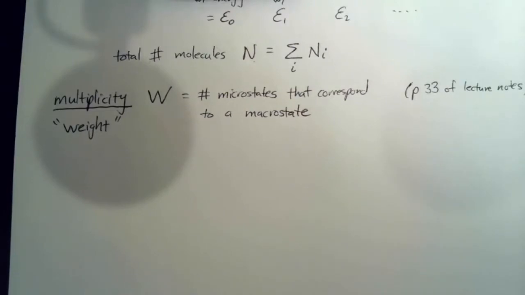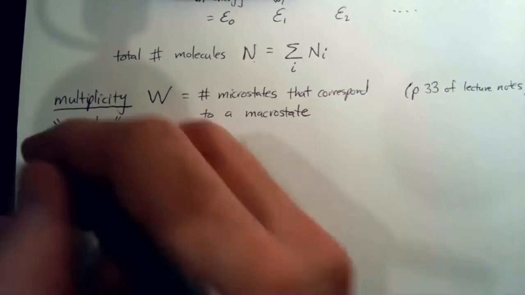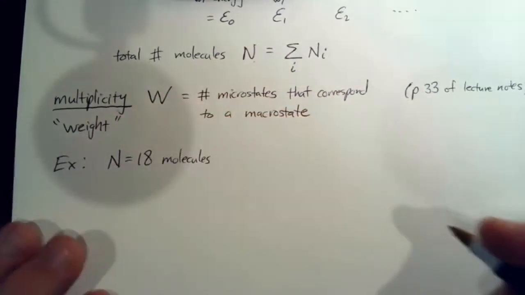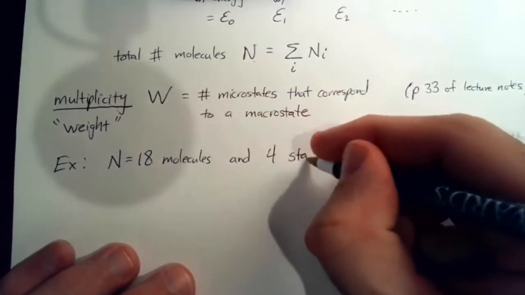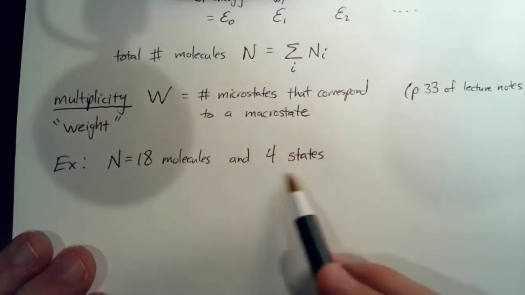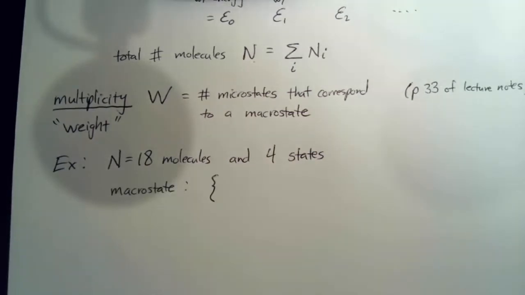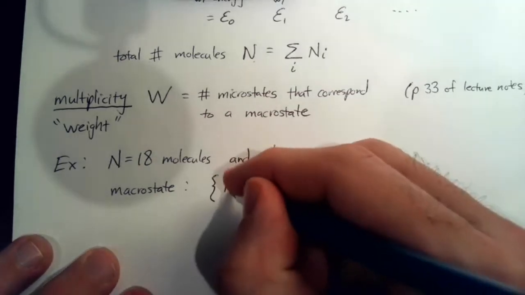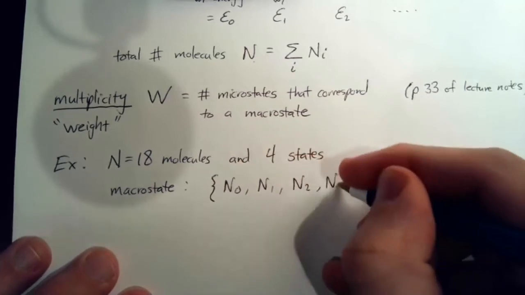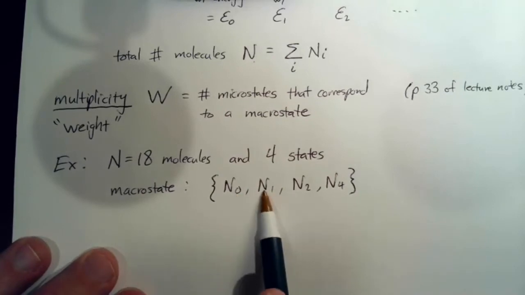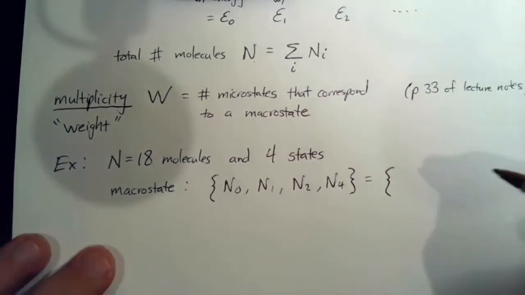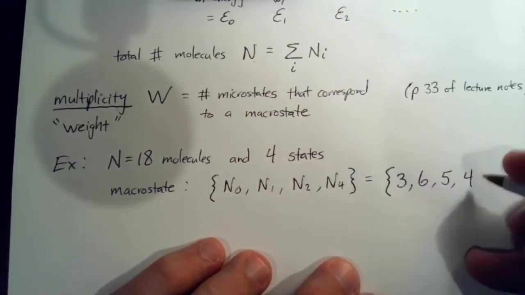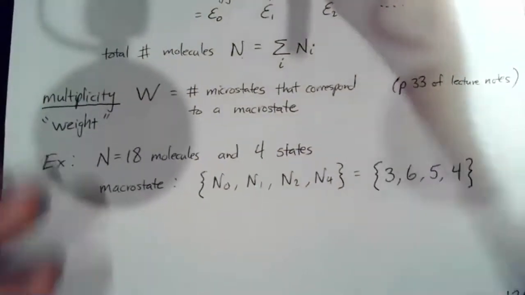And I think it's easiest to see this if we work from an example. Okay, so in this example, we have, say, 18 molecules. And we have 4 states. So each of the 18 is in one of 4 different states. And now let's say our macrostate looks something like this. So remember, the macrostate is N0, N1, N2, and so on. In this case, we only need 4 numbers because there's only 4 states that the molecules can be in. So this is the number of molecules in state 0, number in state 1, and so on. And let's say that, just for the sake of an example, there's 3 molecules in the ground state, 6 in the first excited state, then 5, and then 4. Okay, so this is the macrostate that we're going to calculate the multiplicity for.